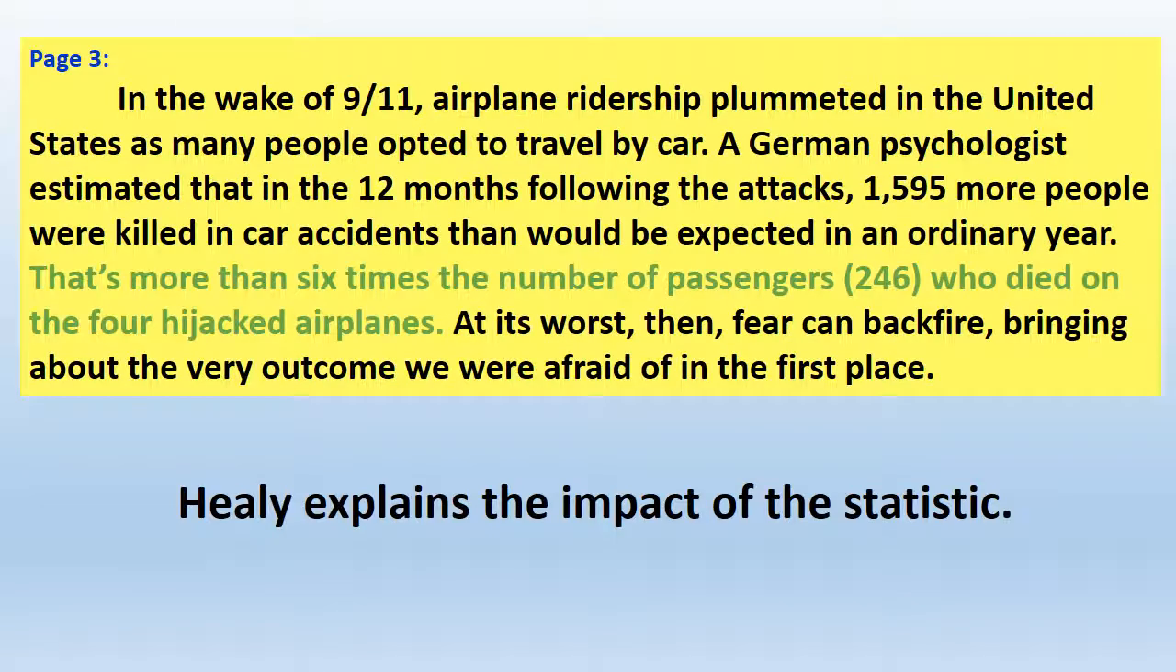Let's talk about his use of statistics. He uses quite a few statistics, and I'm just giving you one example here. But what I like about his use of statistics is he makes it accessible to readers. So in green here, he doesn't just present the statistic of 1,595 people were killed in car accidents the year after 9/11, and 246 people were killed during 9/11, but he explains that that's 6 times more than the number of passengers who died on the plane. So he's explaining the importance of that figure.